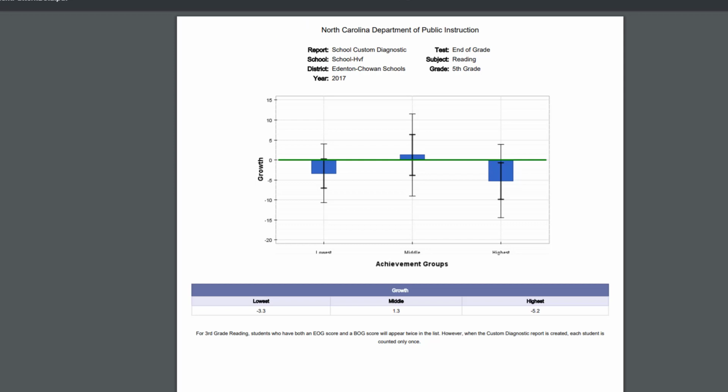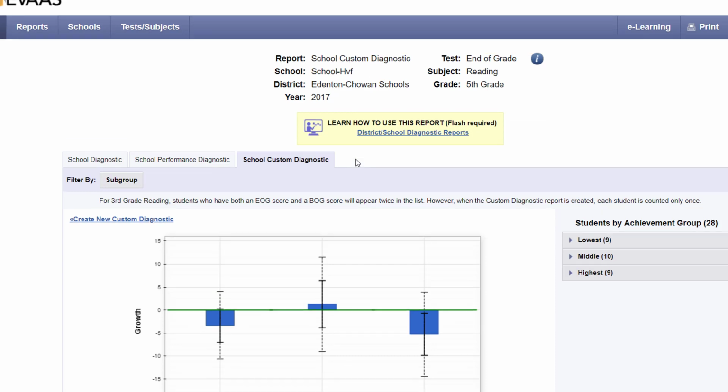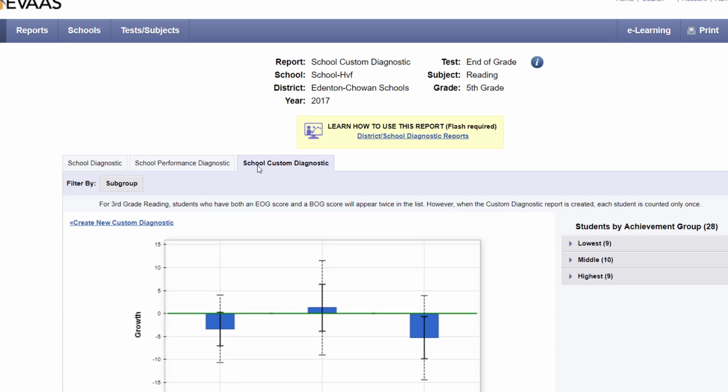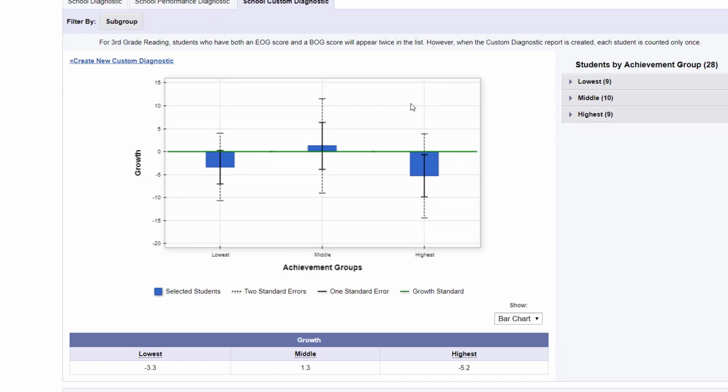And then at the end of next school year, they'll go in and they'll create the same school diagnostic report for these students after they have taught them for a whole year, and they'll be able to lay these reports side by side. And they'll be able to see, did I make a difference? Are my bars still in the same place they were when these students came to me at the beginning of the year? Did this highest group of students rise above the line?